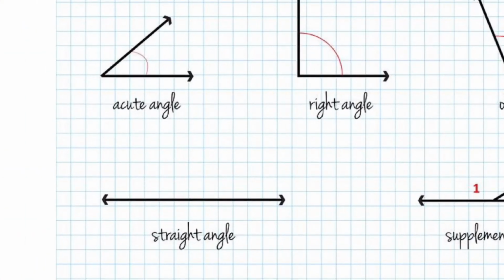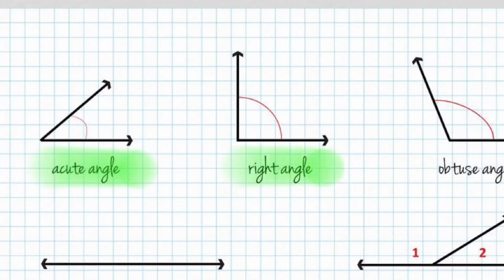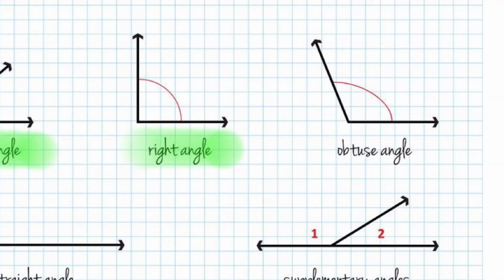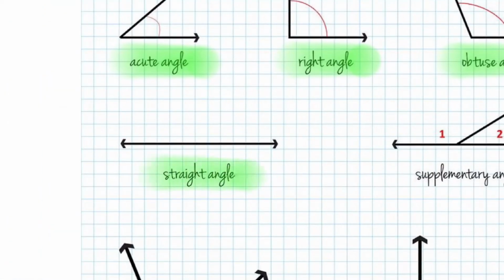An acute angle is an angle that's less than 90 degrees. A right angle is an angle that's exactly 90 degrees. An obtuse angle is greater than 90 degrees. A straight angle is equal to 180 degrees.